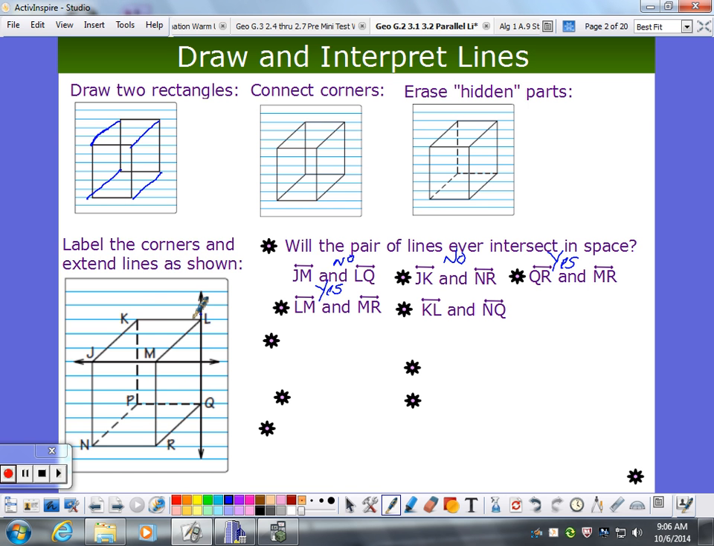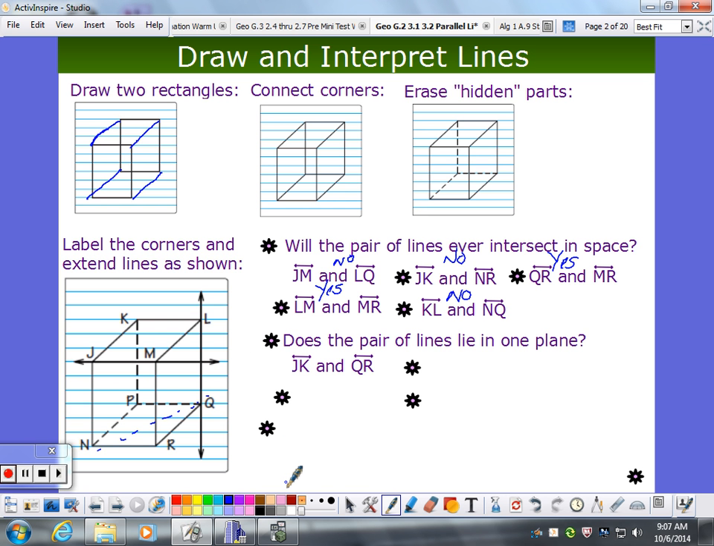KL and NQ. Well, NQ, right? You have to kind of imagine what that one is. Right? And so any two points can determine a line. So there's NQ and then KL. What do you think? No? I agree. I think they're not. So there's actually implied lines maybe we don't see necessarily.